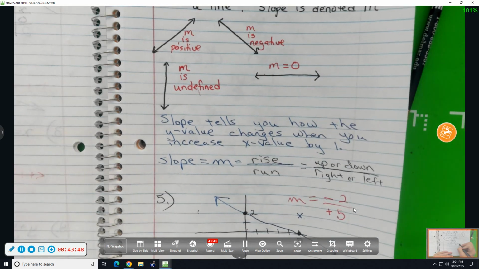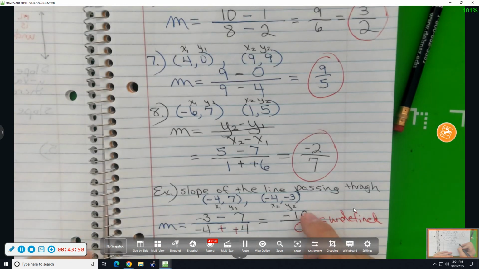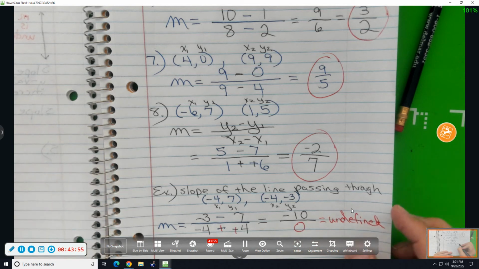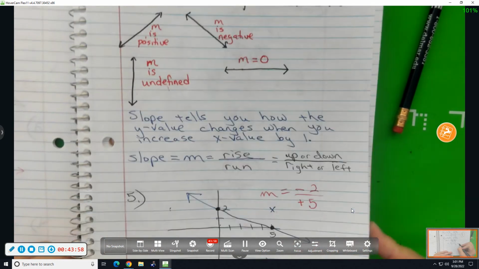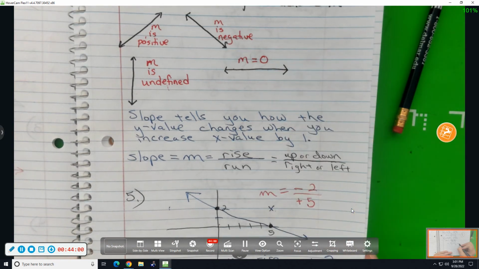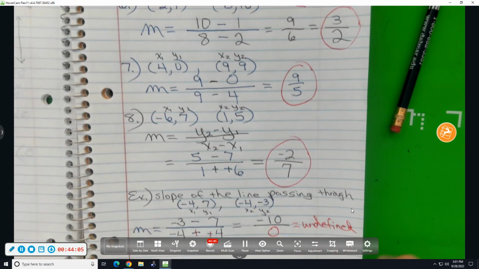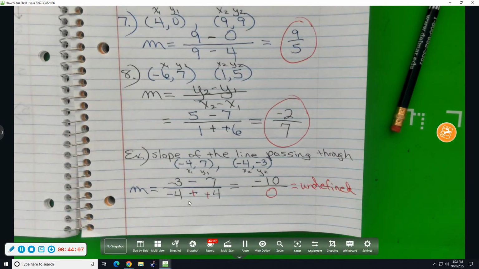Now, if it were horizontal, we would have had the top 0 and the bottom be a number other than 0, okay? And in that event, 0 over a number, the slope would have been 0. I wanted you to see how you can get an undefined slope for a vertical line, because the denominator becomes 0. If it's a vertical line, the x coordinates are going to have to be the same, and when you subtract a number from itself, you get 0. Any questions in our logic there?